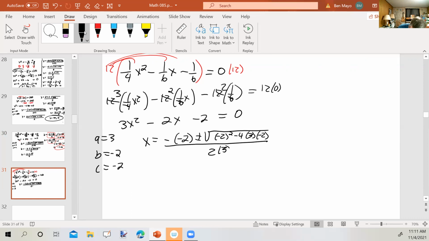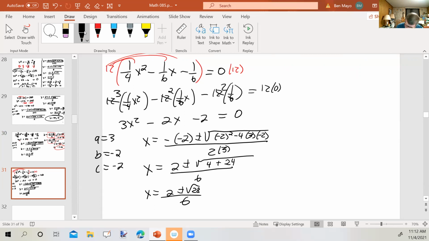all over 2a. X equals 2, negative times negative, plus or minus the square root of 4 plus, what do we have there? Negative 4 times 3 is negative 12 times negative 2 is plus 24 all over 6. X equals 2 plus or minus the square root of 28 all over 6. But the square root of 28 is the square root of 4 times 7, which is 2 square roots of 7. So we've got x equals 2 plus or minus 2 square roots of 7 all over 6.